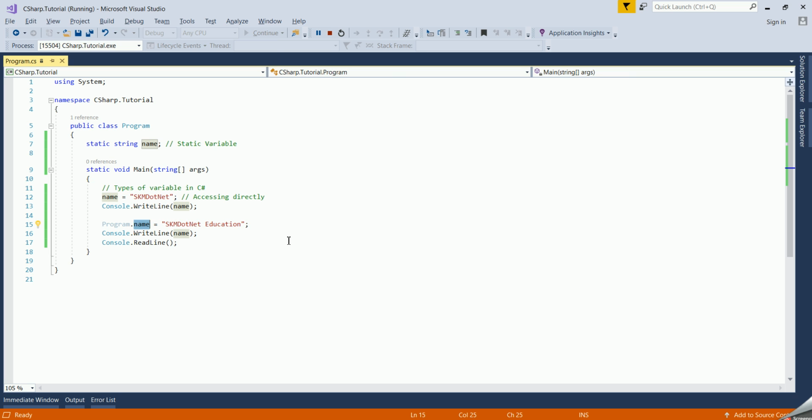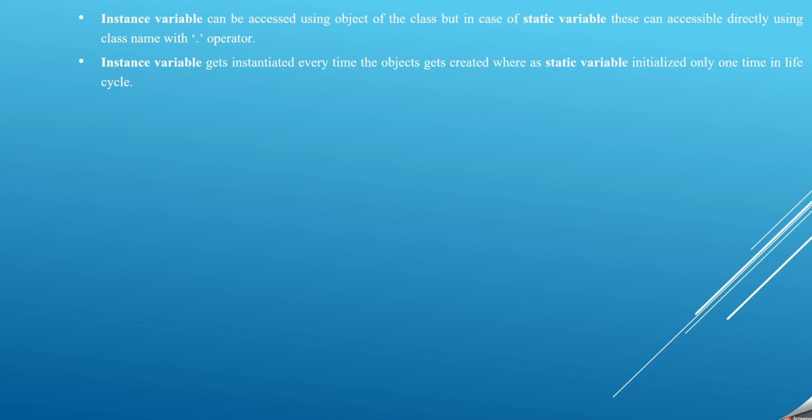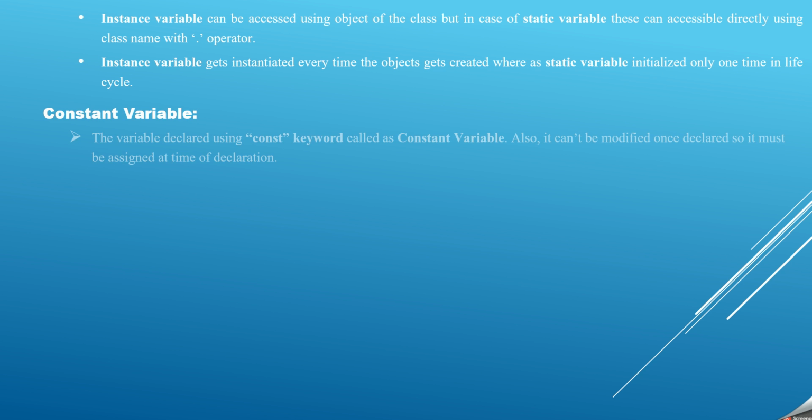Okay, let's move on to the next one, the constant variable. Let's see an example. The next one is called a constant variable. Basically, it is a variable declared with the keyword const. It cannot be modified once declared. That's why, because of this restriction and limitation, we have to assign the value at the time of declaration itself, because at a later stage we won't be able to modify this value.